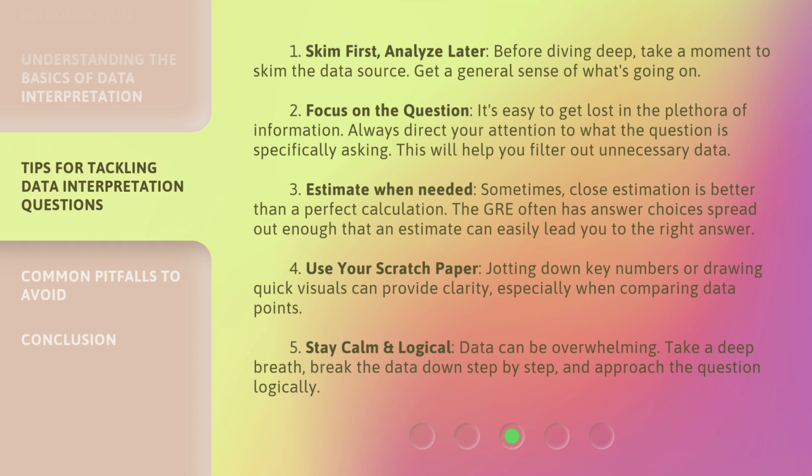3. Estimate when needed. Sometimes, close estimation is better than a perfect calculation. The GRE often has answer choices spread out enough that an estimate can easily lead you to the right answer. 4. Use your scratch paper. Jotting down key numbers or drawing quick visuals can provide clarity, especially when comparing data points. 5. Stay calm and logical. Data can be overwhelming. Take a deep breath, break the data down step by step, and approach the question logically.